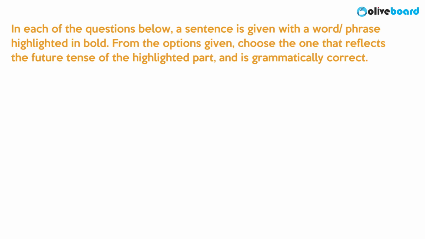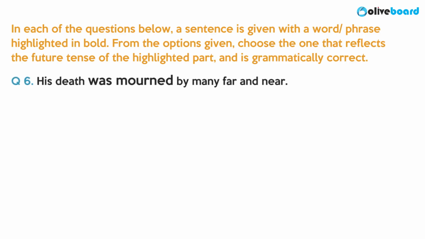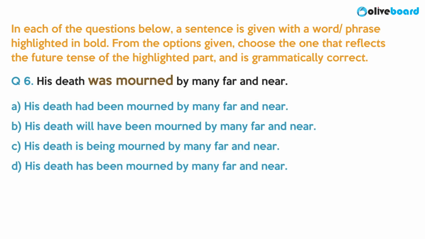हमने अभी ये question किया है same pattern पे. चलिए फटाफट इसको solve करते हैं. The question here says, his death was mourned by many far and near. The verb was mourned is in simple past tense. Now we have to find the sentence which gives the future tense for the same verb.